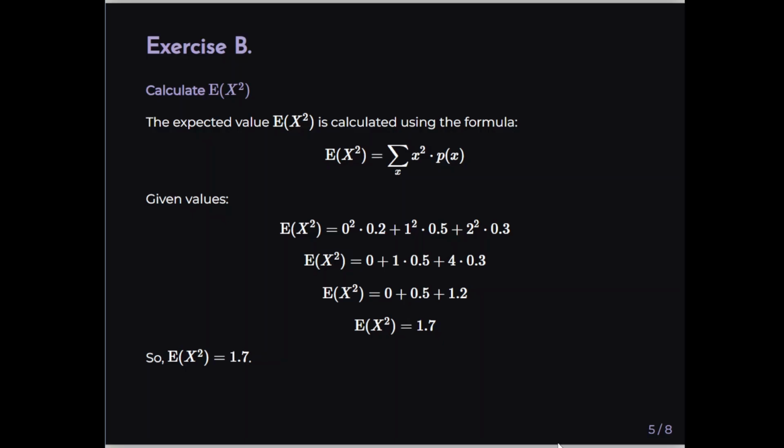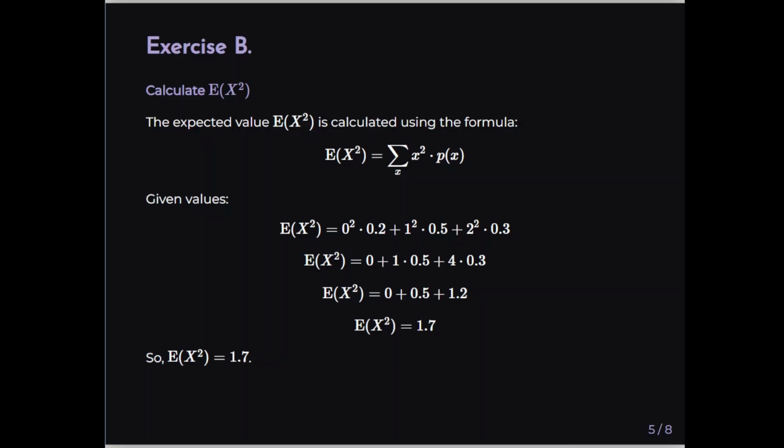So the expected value of x squared, again, what we're going to do is take each value, square it, and then multiply it by its probability. So we have 0 squared times 0.2, which is 0. 1 squared times 0.5, which is 1 times 0.5, which is 0.5. And 2 squared times 0.3, which is 4 times 0.3, which is 1.2. So we end up with the expected value of x squared equals 0 plus 0.5 plus 1.2, and that equals 1.7. So the expected value of x squared is 1.7.